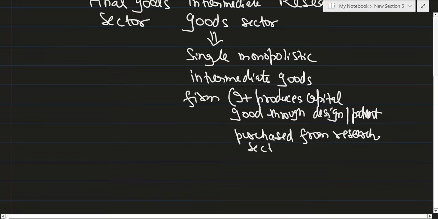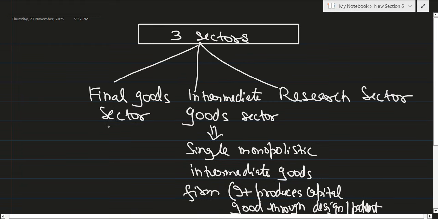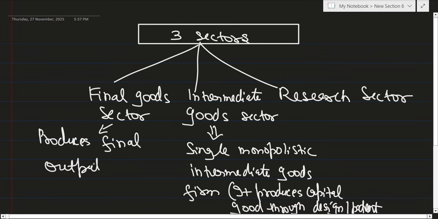Purchased from research sector. Now what the final goods sector does is it produces final output, using capital good and labor. Share of output, labor share engaged in output production.